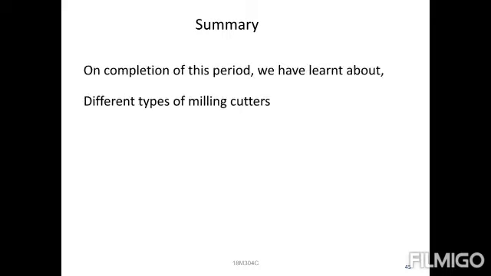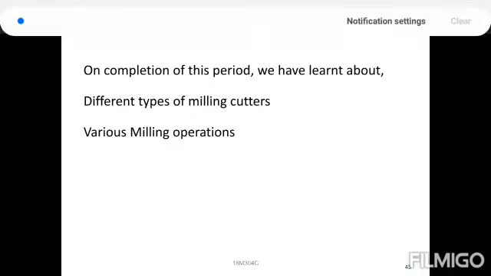Next one is the summary. We observed different types of milling cutters, as well as milling operations also. This is the end of this class. Next class we discuss other types of processes.